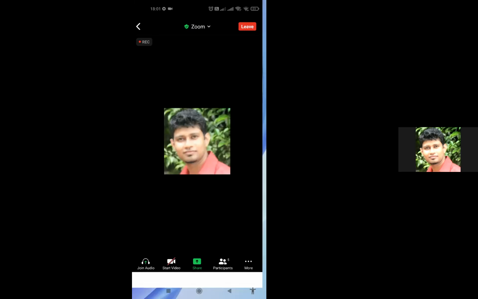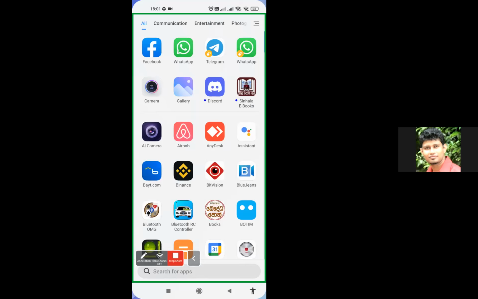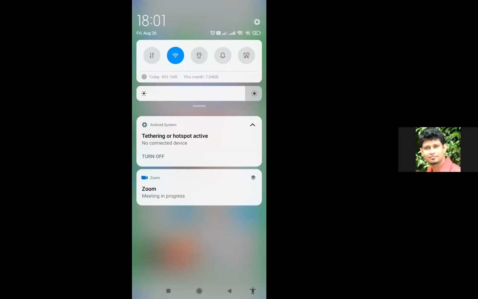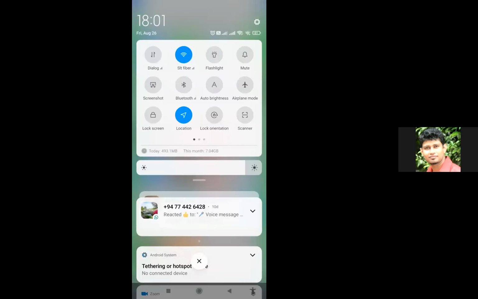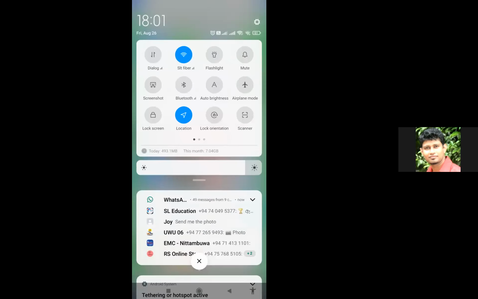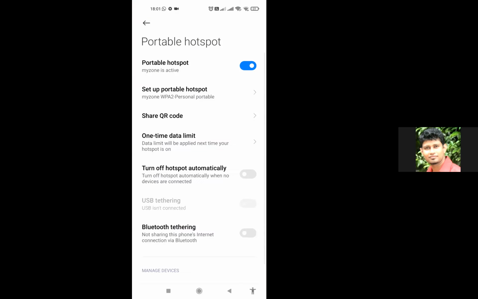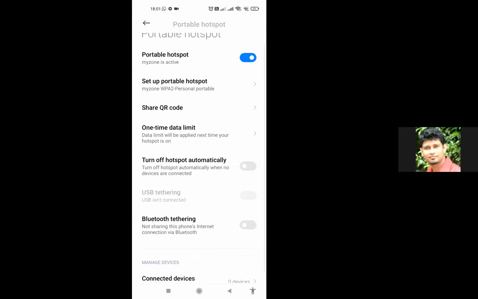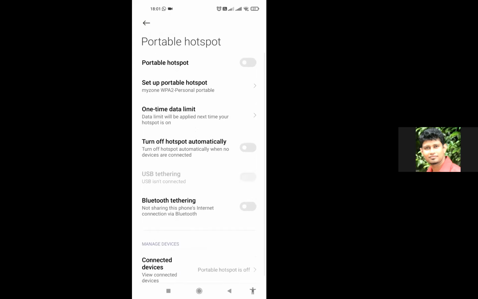So then let me share the screen again. So this is my mobile phone screen and let's go there. Here you can see there's an option called hotspot. When you go there, there's something called USB tethering. Let's turn off the portable hotspot.